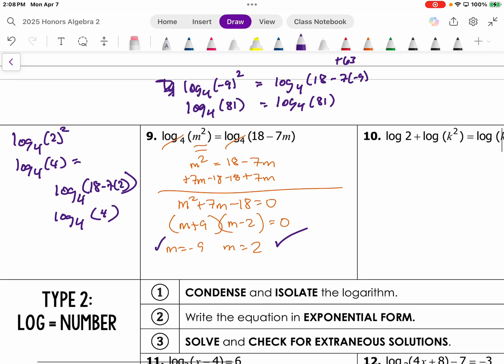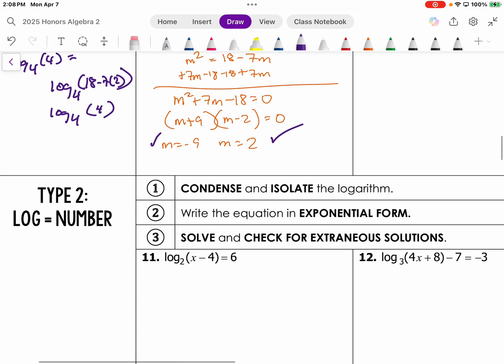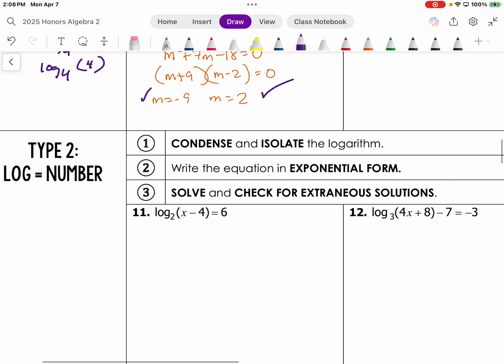All right, now what happens when you don't have log on both sides? Well, first thing we need to do is make sure we condense and isolate logarithms. Do those in the first couple steps. Then we're going to rewrite it in exponent form or exponential form. That was our first lesson last week of rewriting from exponent to logarithm and logarithmic to exponent. Then that's what we're going to do, and then we're going to solve.